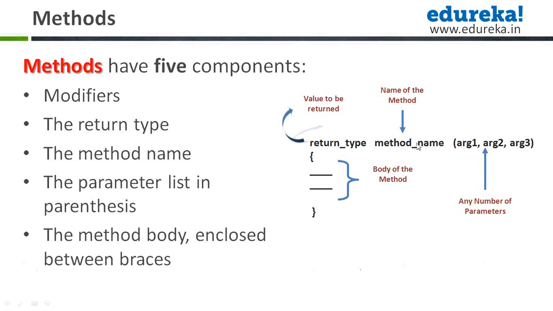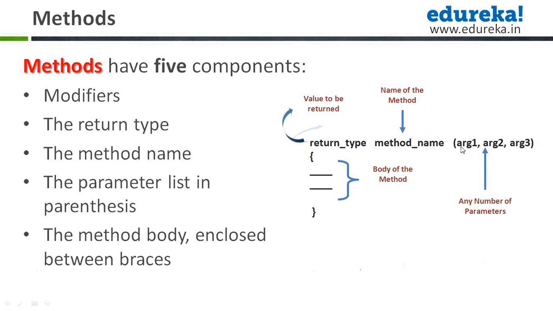Now, second is the method name. Now method name, you can give it any name, and that name will be the identifier of the method. That means using the name of the method, you'll be calling that method. Like if it is an addition function, you name the method as add, then when you have to call the method, you'll be calling it with the name add.